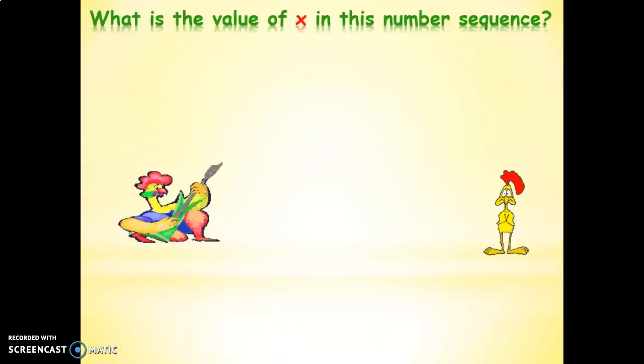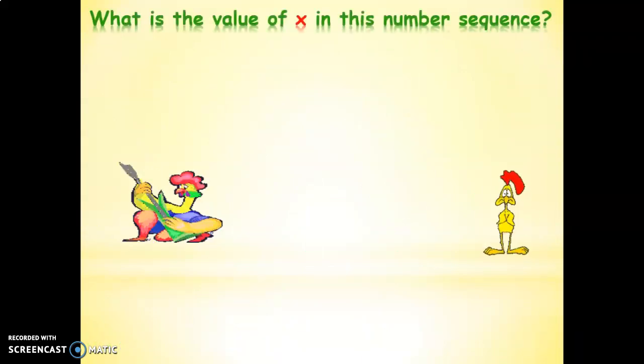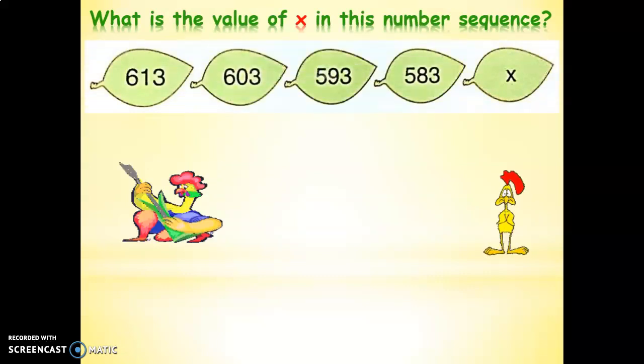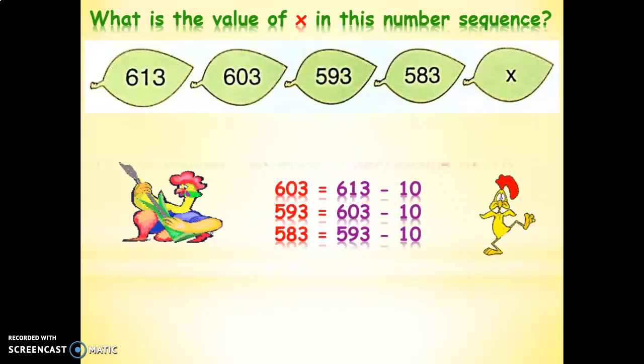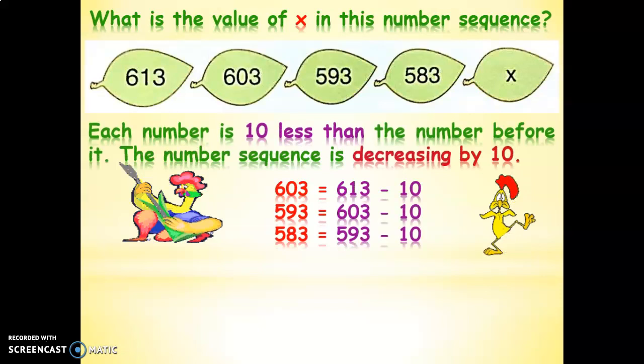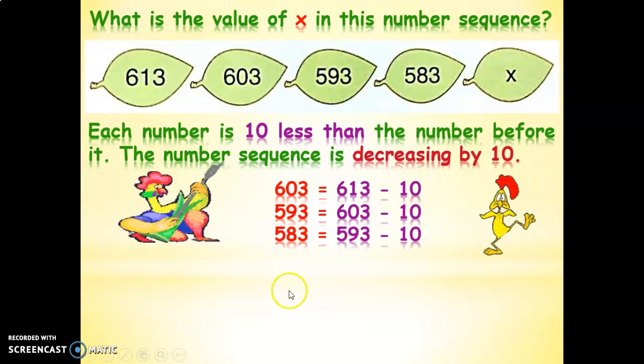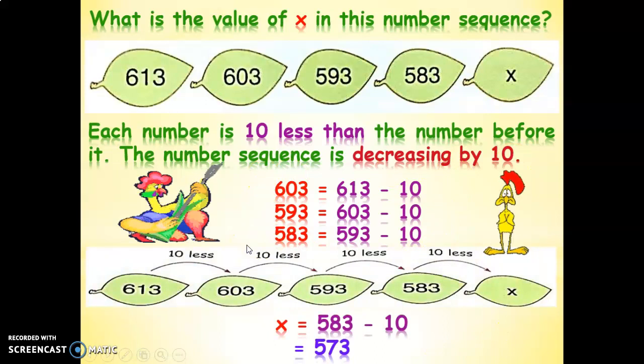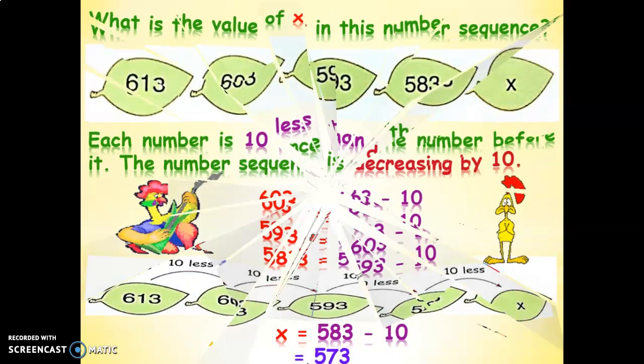Next part. What do you think is the value of x in this sequence? Try to think of your answer. So from here you can see that each number is 10 less than the number before it. This sequence is called decreasing by 10. And this is how we get the answer. So for the value of x, we have to do minus 10. From the last number 583, minus 10 is 573.